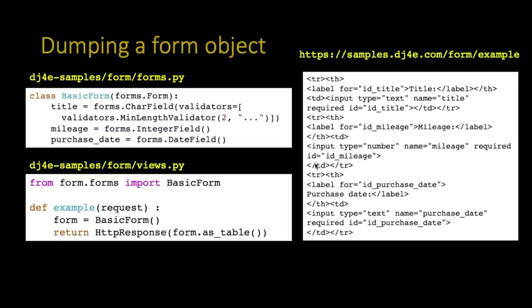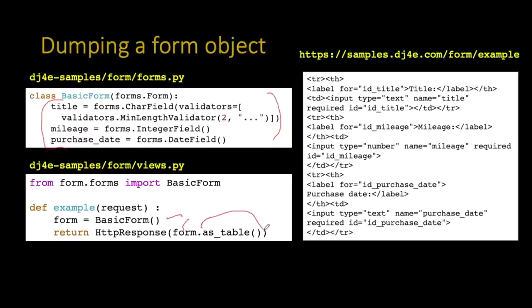So the form object, right? Here's this form we just made. It's got 3 fields in it. And this is a real simple view. It's not useful. It just kind of shows you one of the things you can do. So make a basic form. The basic form is defined as having these 3 fields, and then you say form and call the method as_table. And what this produces is just a dump.